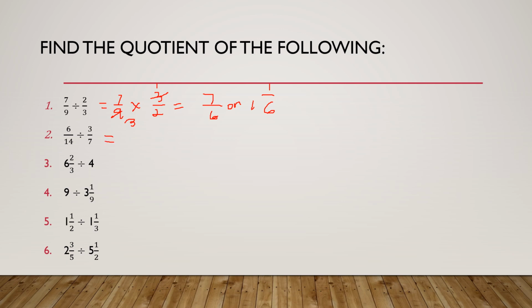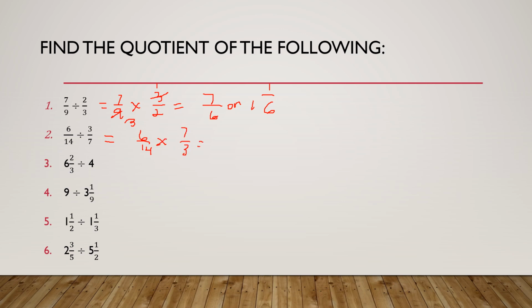Another, we have 6 over 14. Sorry, that is 6 over 14. So 6 over 14. Then get the reciprocal. That will become 7 over 3.